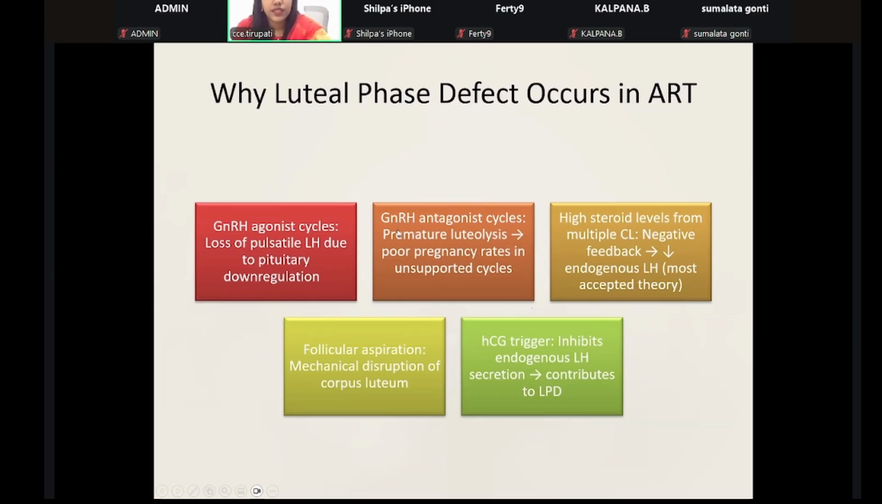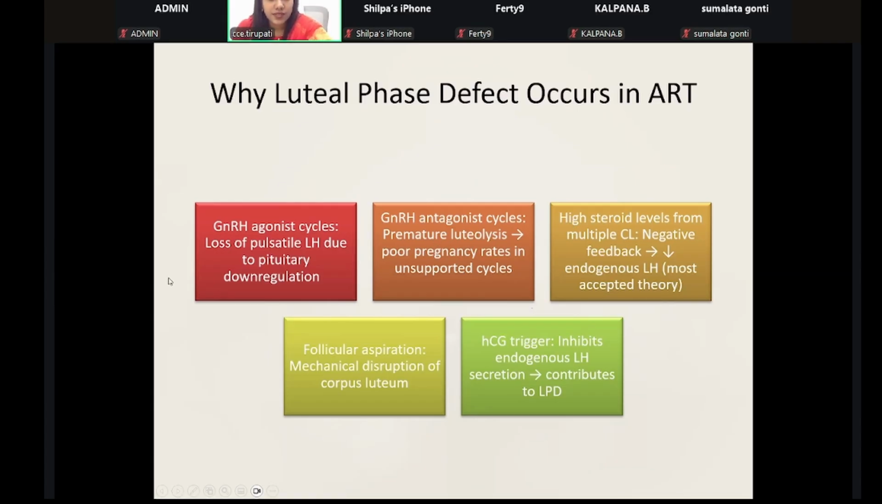So you need to understand basically how we stimulate. Either we stimulate with antagonist cycles or agonist cycles in IVF. In antagonist cycles, on day 2 of the cycle, we start with gonadotropins. Whenever there is a dominant follicle, 1 or 2 follicles becoming dominant, and when estrogen rises, we start the antagonist. All this is to suppress the premature LH surge.